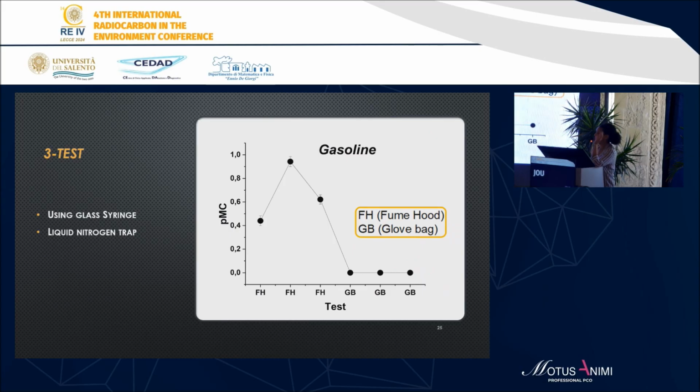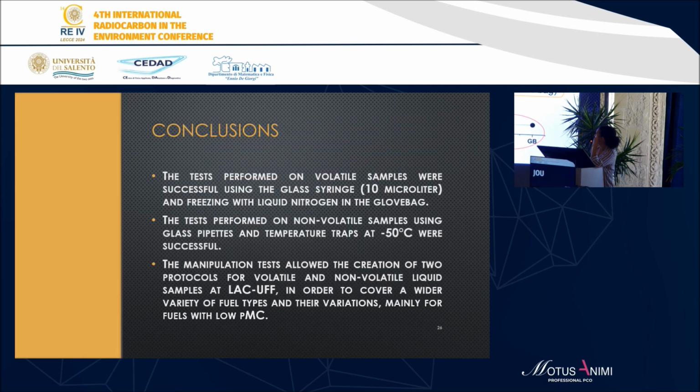The third test was the experiment where I froze the samples before doing the vacuum in the line. In this case, I use a glass syringe and I use only gasoline because it's very volatile and a fossil source. The glove bag was the best, compared with the fume hood, because the expected PMC was 0.